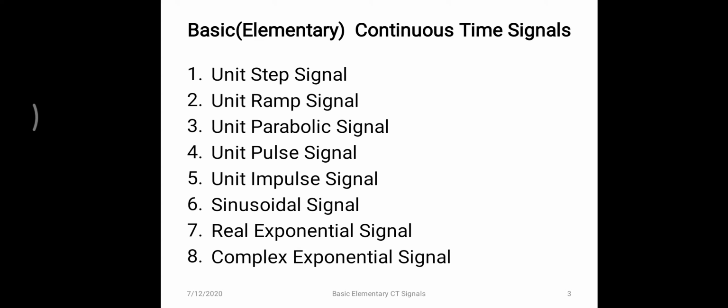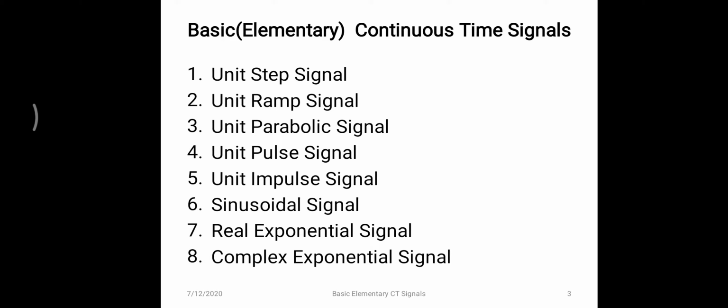The basic elementary signals are unit step signal, unit ramp signal, unit parabolic signal, unit pulse signal, unit impulse signal, sinusoidal signal, real exponential signal, complex exponential signal. The basic signal is like, for example, in the English language, where A, B, C are called alphabets. Similarly, to study signals and systems, we should know the basic signals. Those basic signals are listed out here.